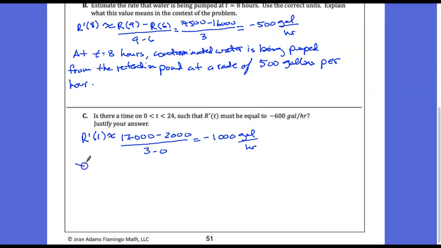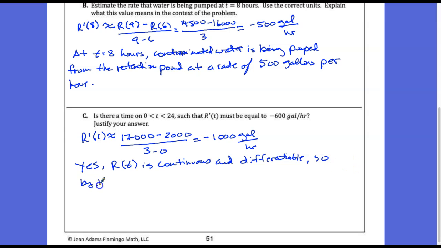So here's our argument. Yes, R of t is continuous and differentiable. How do we know that? Well, because they didn't stop the flow at any point when data was collected in the table. So the volume of water left in the retention pond is going to be a continuous function. And it's differentiable because at each point in time there exists a rate of change for that function. So R of t is continuous and differentiable.